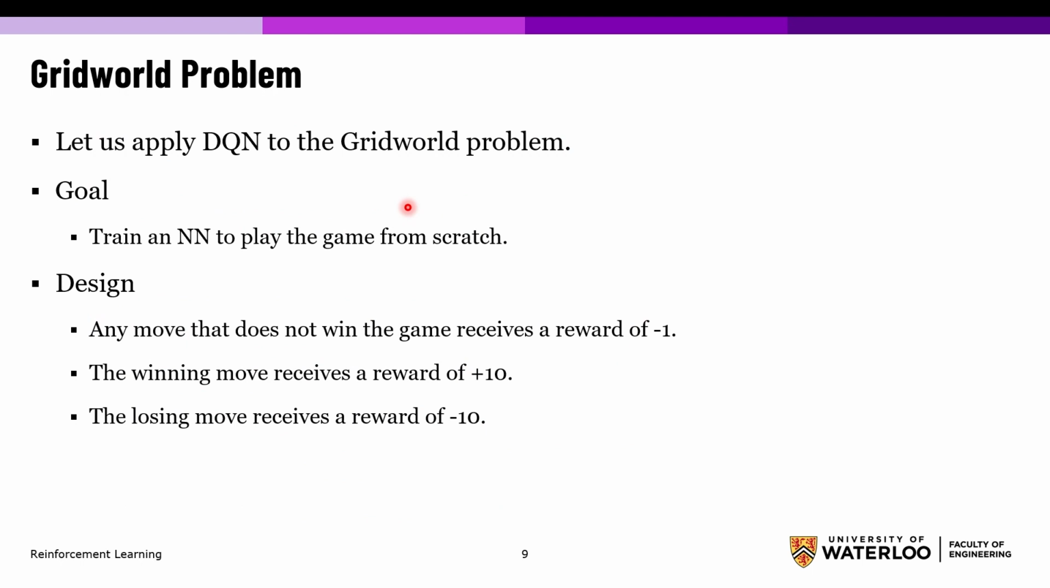Here the problem is a grid world problem to which we want to apply DQN. The goal is to train a neural network that plays the role of the DQN agent. The grid world is designed such that any move that does not win the game receives a reward of -1. The winning move receives a reward of +1, and the losing move receives a reward of -10.